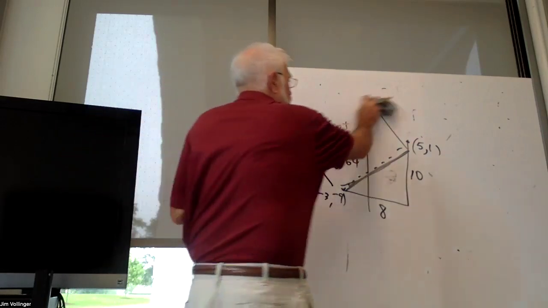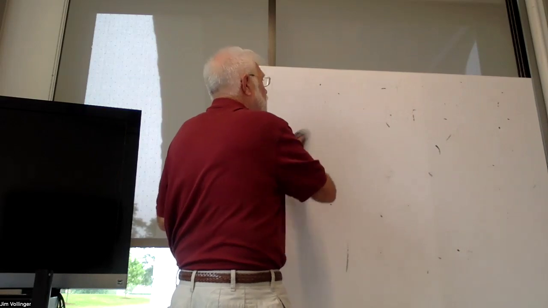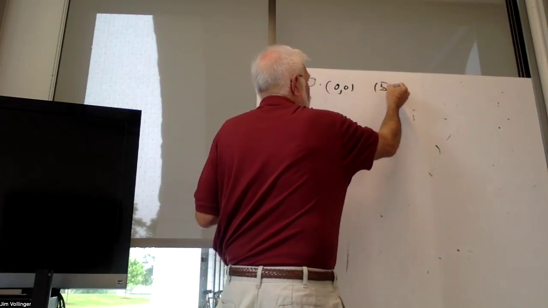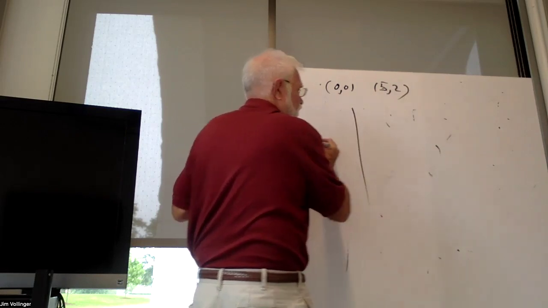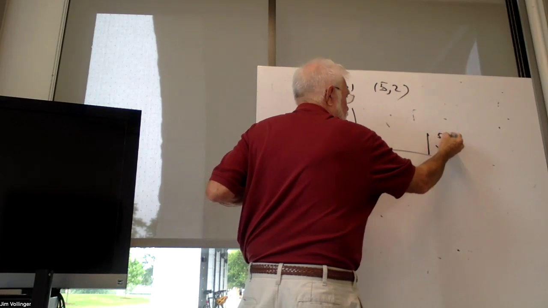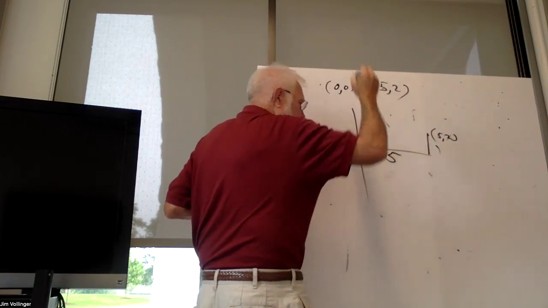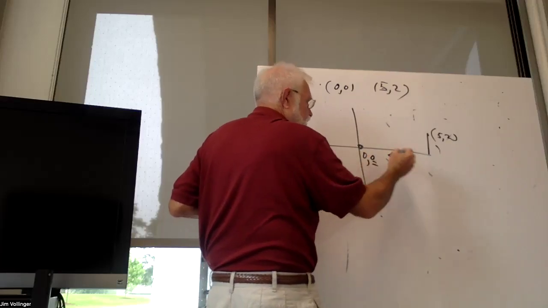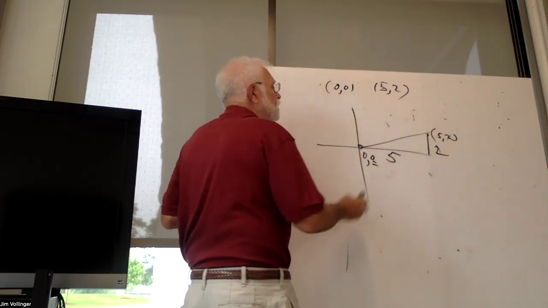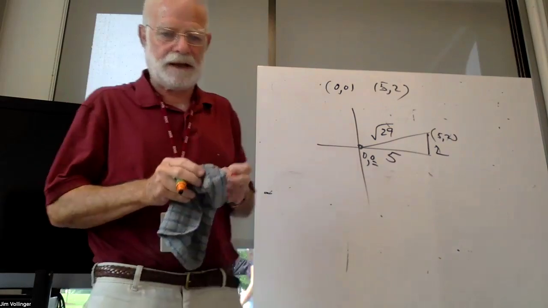So let me give you a couple others. How about I give you 0, 0 to 5, 2. Just because I want this video to be over. All right, so where's 0, 0? Here. Where's 5, 2? Right here. How do I get from 0 to 5? Change to 5. How do I get from a height of 0 to 2? Up 2. What's that distance? Square root of 29.